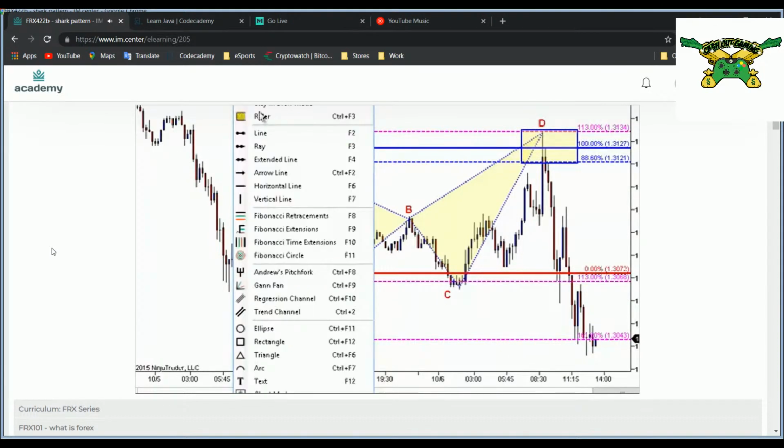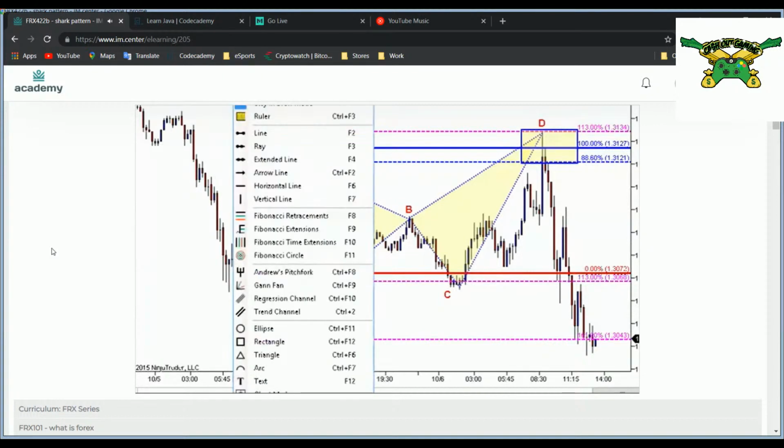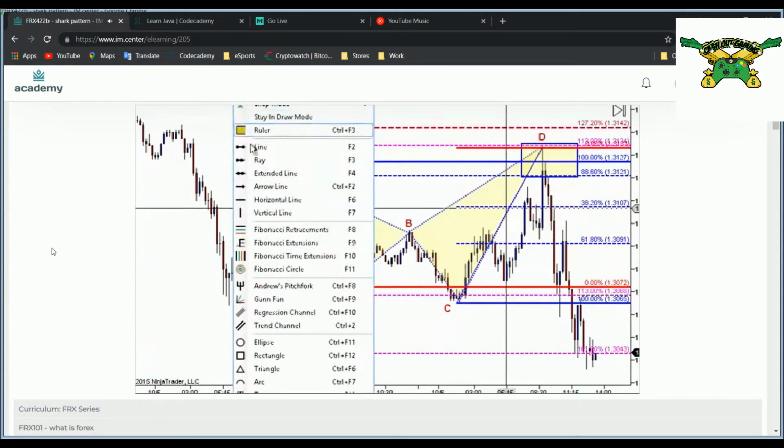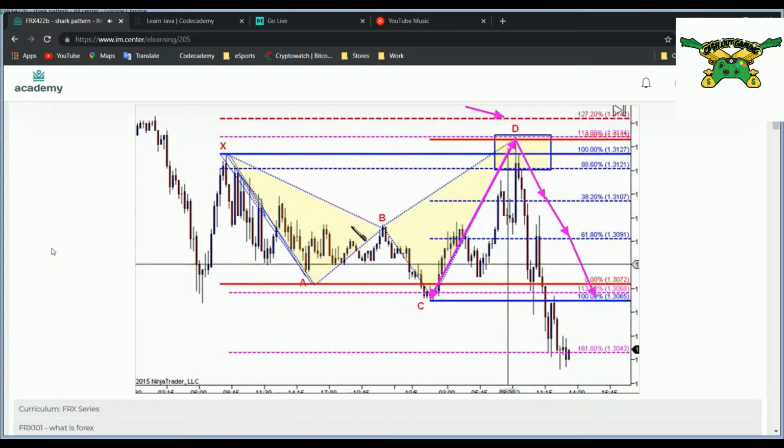Your risk typically would go around a 1272 extension. And what we are showing now is your risk point at a 1272 extension and your targets from C to D, down 38%, 618%, or even 100% to the downside. Those would be targets. This completes the shark pattern.